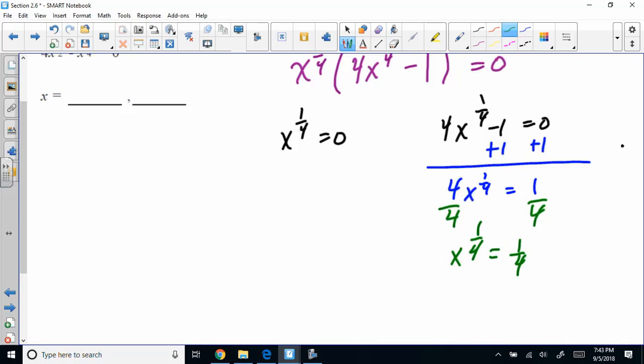Or, let's just do this. Let's see. How about this? What's this give me? x equals what? 1 over 256. Okay. Y'all agree with that? I did it differently.